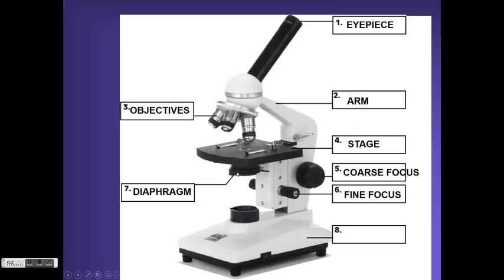Encourage you when you do the lab to play around with that adjustment there and see the difference that it makes. And then ultimately down below here we have a base. When we hold the microscope, we're going to pick that up by the arm and the base. Two hands to make sure that it's secure so that we don't end up dropping this important piece of equipment.